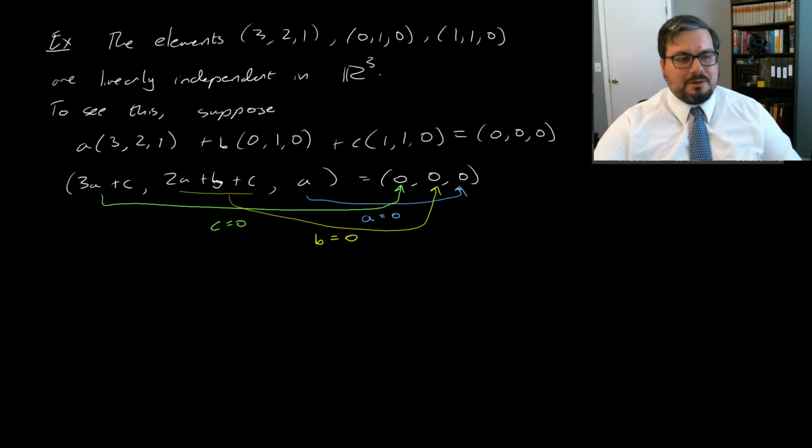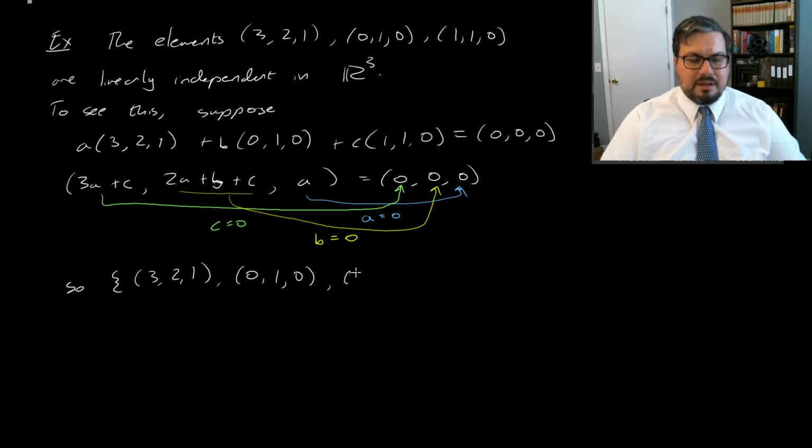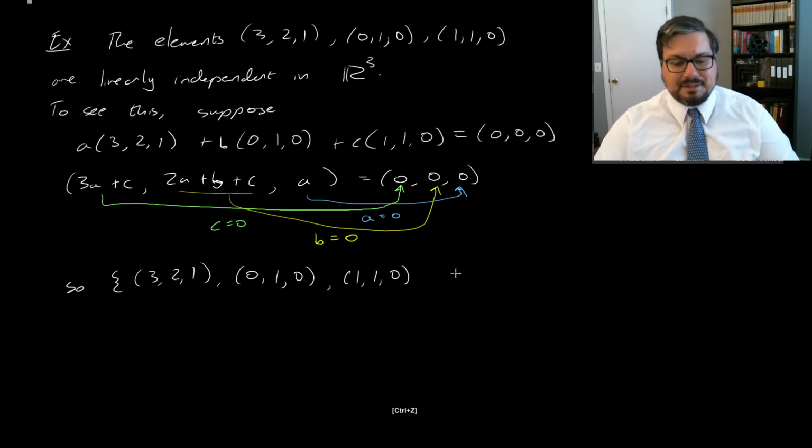So what we found is that if there is any linear combination of these vectors that gives 0, then all of the coefficients of those vectors would have to be 0 also. So that means that the set containing the vectors (3, 2, 1), (0, 1, 0), and (1, 1, 0) is linearly independent.